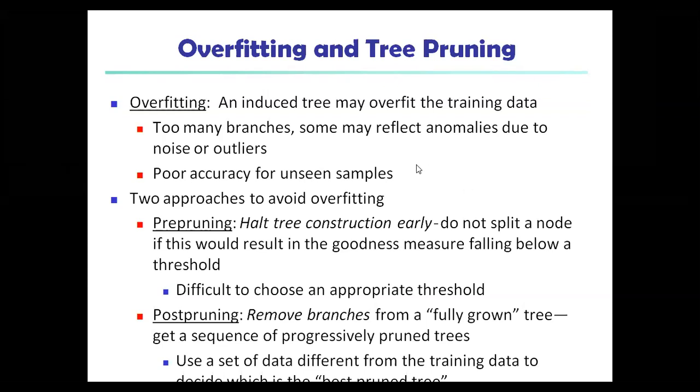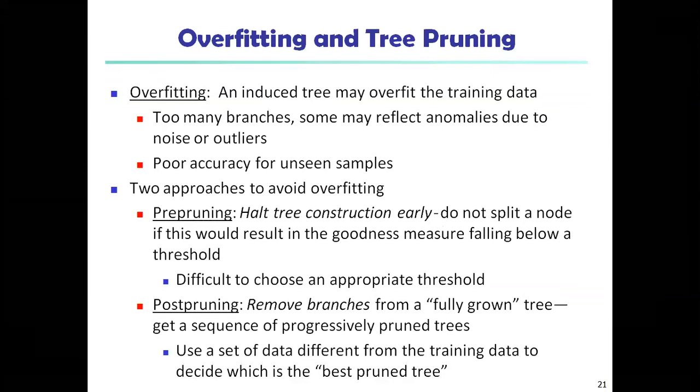Second one is post-pruning. In post-pruning, remove branches from a fully grown tree to get a sequence of progressively pruned trees. Use a set of data different from the training data to decide which is the best pruned tree. So these are the two approaches you use to avoid overfitting: pre-pruning and post-pruning.